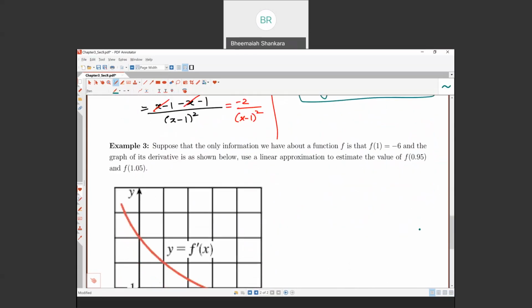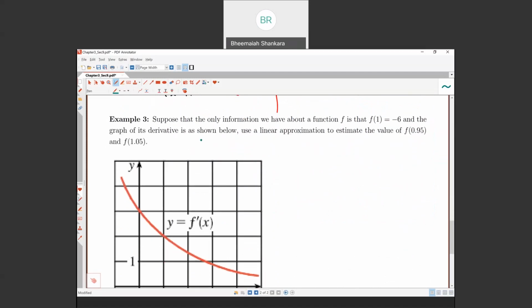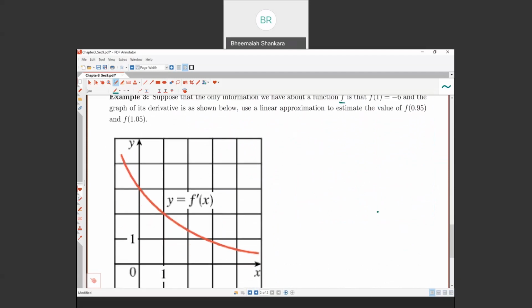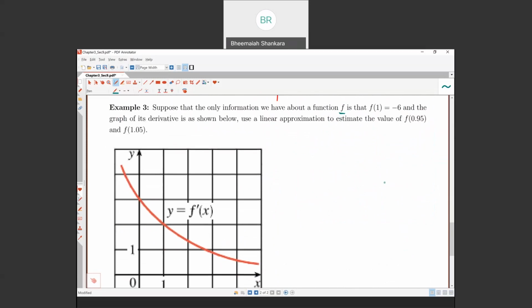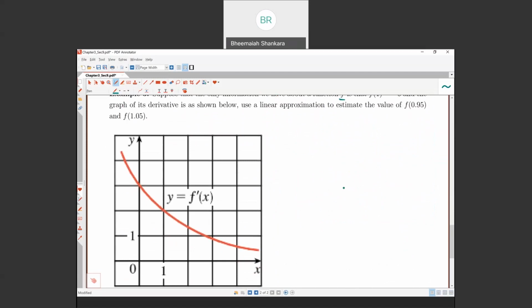In the next example, you are given a graph and suppose that the only information we know about the function is the functional value at 1 is negative 6 and the graph of its derivative is shown below. So when you read this function graph, the y-axis is not the usual y, but it's the f prime, and the x-axis is x. So this is the derivative graph given, the derivative of the function f.